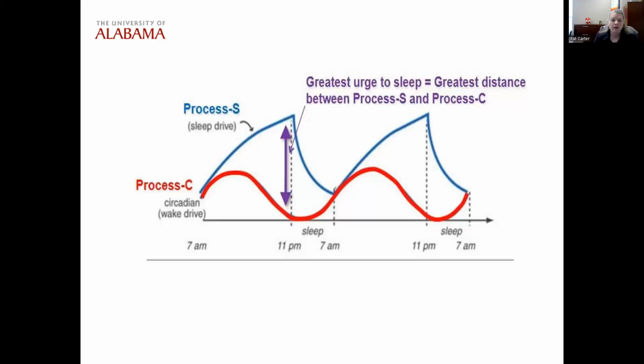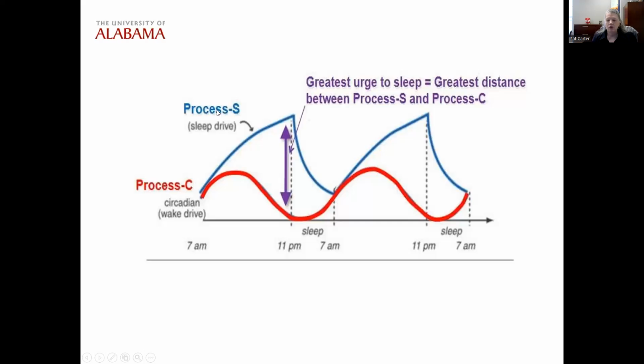So process S, depicted by this blue line here, is your sleep drive. And that is driven by how well you slept just previous to this, right? So how well did you sleep in the previous 24 hours? How much sleep did you get? And that's going to tell you how sleepy you feel, right? So you're going to feel more sleepy if you had less sleep the night before, and you're going to become naturally more sleepy as you move throughout the day, right?